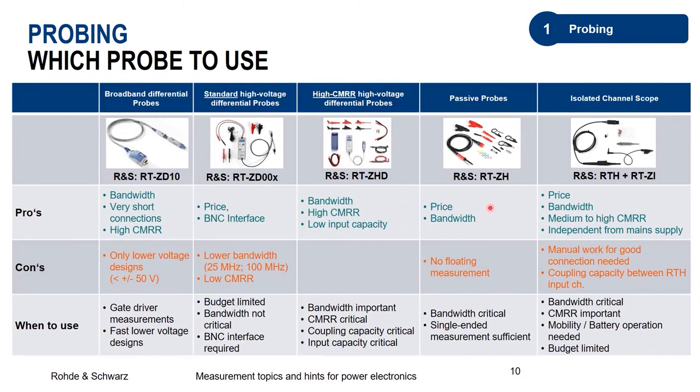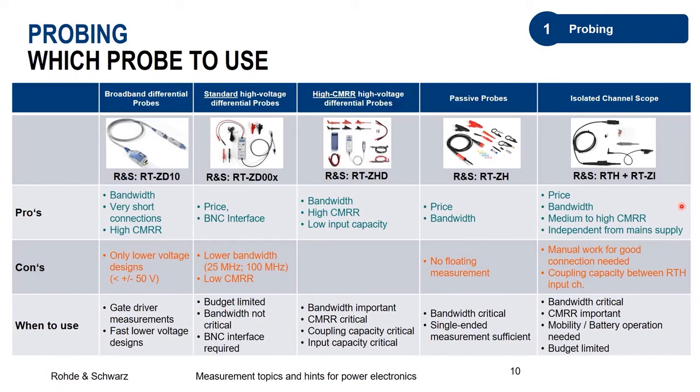You should also consider passive probes. They cannot measure floating, at least not in a safe manner, but sometimes floating measurements are not required. In that case, passive probes are really an interesting choice because they are relatively inexpensive and have a high bandwidth available.